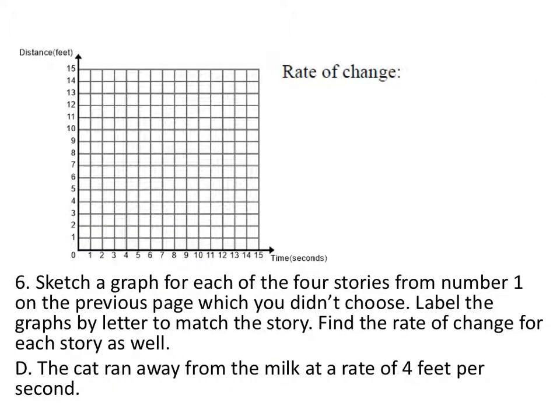So part D, the cat ran away from the milk at a rate of 4 feet per second. What this means is that it's going to start at the milk. So there's 0 seconds and 0 feet away from the milk. But it's running away at 4 feet per second. So we're kind of using this as a unit rate. It's going to go 4 feet in 1 second. So this would be our second point on that. And that pattern is going to continue. It's going to go up 4 feet for 1 second, 4 feet for 1 second. And then once again, we'll connect these points with a line.